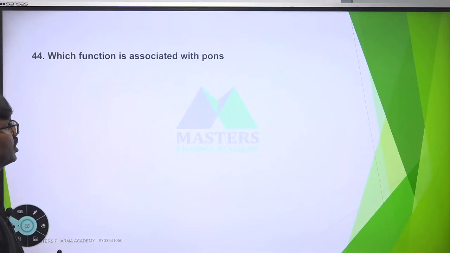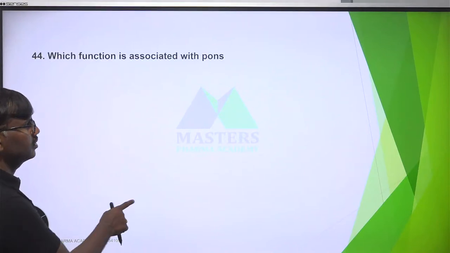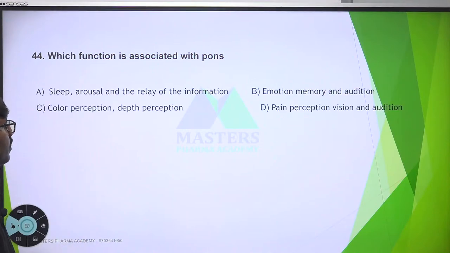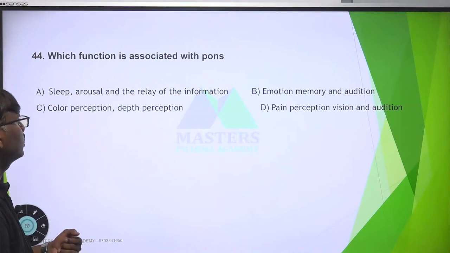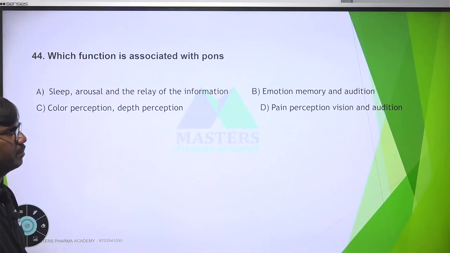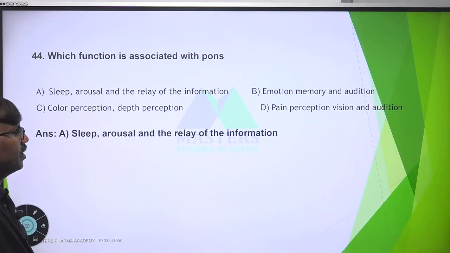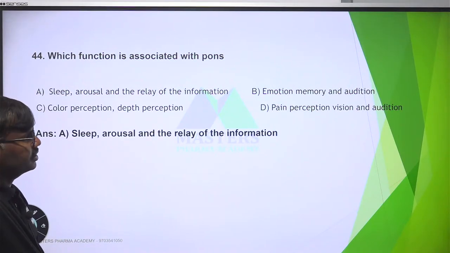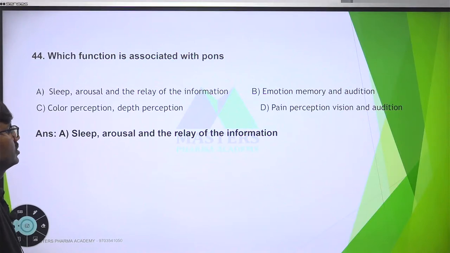Which function is associated with the pons? Sleep, arousal, relay of the information; emotion, memory, and audition; color perception, depth perception, pain perception; vision and audition. Okay, the answer is sleep, arousal, and relay of the information, which are the responsibility of the pons.